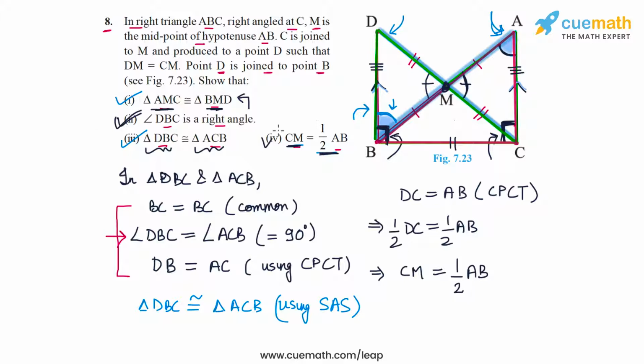So this proves part 4, and let me recap how we did part 4. So we used the result from part 3 that triangle DBC and triangle ACB are congruent, which means that their hypotenuses must be equal. So DC and AB must be equal, and hence their halves must also be equal. So CM becomes half of AB. So that proves all 4 parts of this problem.